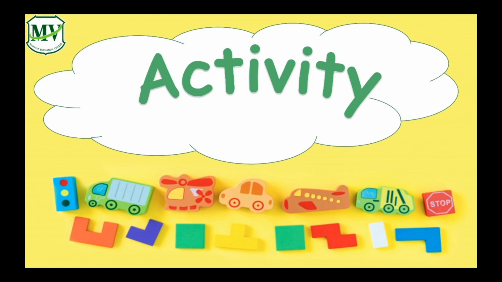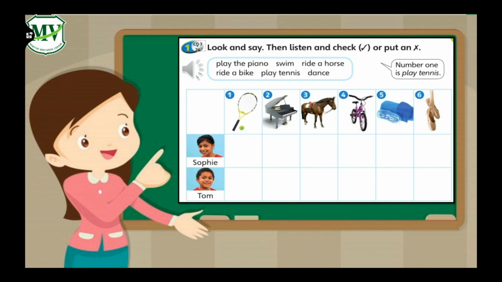Now, let's move on to the activity. Activity 1. Put check or put an X. But before that, let's look at the pictures and say the words. Number 1. Play tennis. Number 2. Play the piano. Number 3. Ride a horse. Number 4. Ride a bike. Number 5. Swim. Number 6. Dance. Now kids, let's listen to the audio.